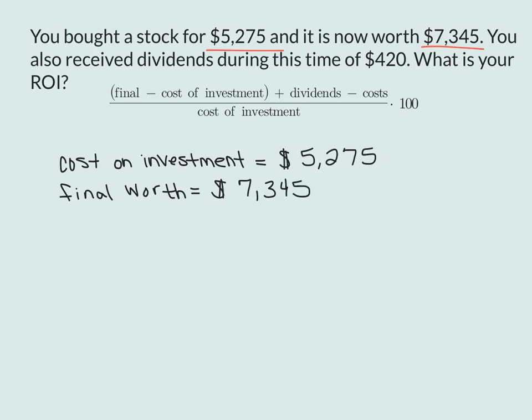Now we need to determine if we received any dividends or if we had to pay any costs associated with the investment. The problem doesn't tell us that we have any costs associated with it, so we can ignore that value since it's 0. But our problem did tell us that we received dividends of $420. So we need to put that into our formula. So we'll take these values and substitute them into the formula above to find the return on investment.